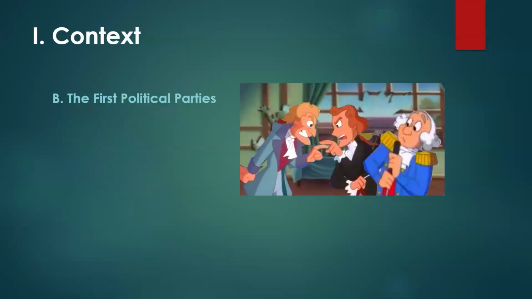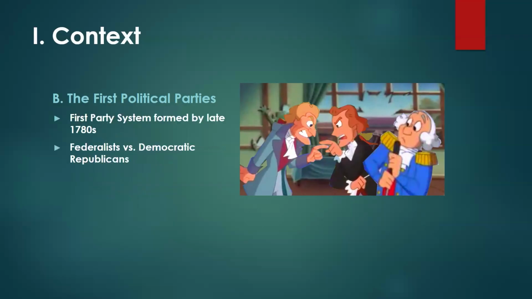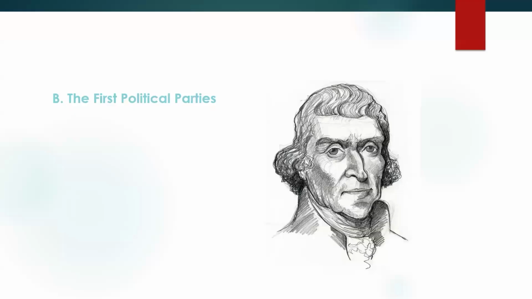We also need to understand that in the early years of the Republic, there was the founding of the first political parties, okay, of this first party system. This included two major parties, the Federalists and the Democratic Republicans.